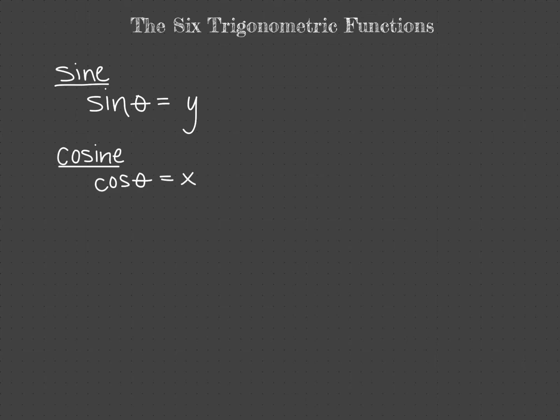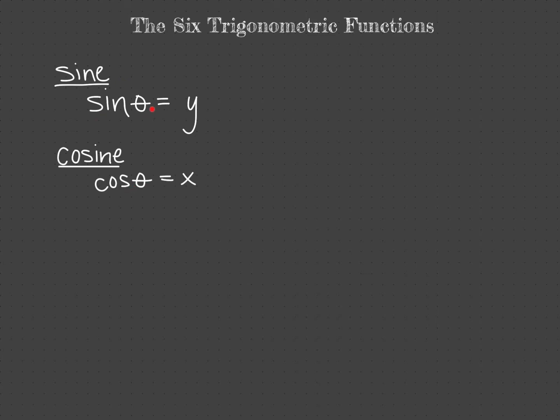Welcome to our video about the 6 trigonometric or trig functions. These are also sometimes called the circular functions because of their place on the unit circle. We already know the first two, which are sine, abbreviated SIN, and cosine, abbreviated COS. We still say sine of theta and cosine of theta, even with their abbreviations.